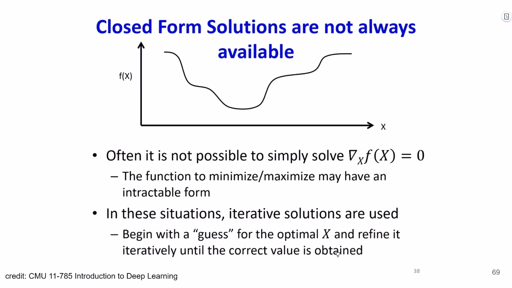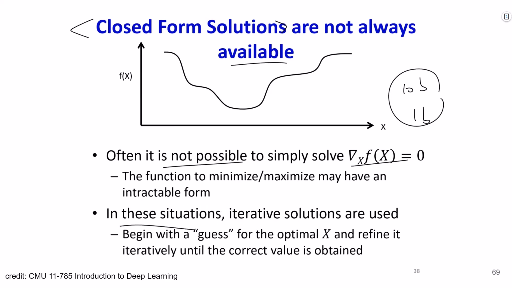However, the thing is, closed form solutions are not always available. Often, it is not possible to simply solve this function because we have 1 billion or 10 billion parameters. And maximizing or minimizing these huge networks is intractable. In this case, we use iterative solutions rather than analytical solutions. We start with a guess, and then refine this value over and over, and find the correct values.